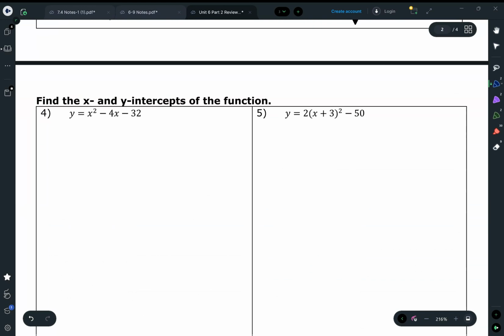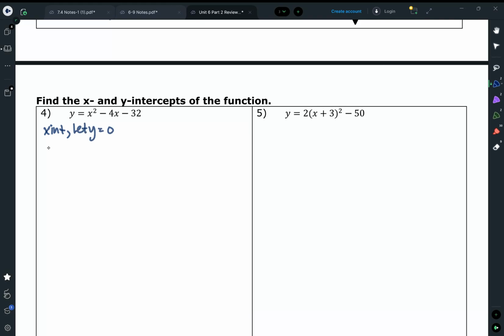All right, page 2, we're finding x and y intercepts. To find an x-intercept, we let y equal 0. So let's put a 0 in for our y. I'm going to try solving this. That's my favorite way. It looks like a negative 8 and a positive 4 multiply to make negative 32 and add to make negative 4. Negative 8 times 4 multiplies to make negative 32. Negative 8 plus 4 adds to make negative 4. So then by the zero product property, either 0 is x minus 8 or 0 is x plus 4.